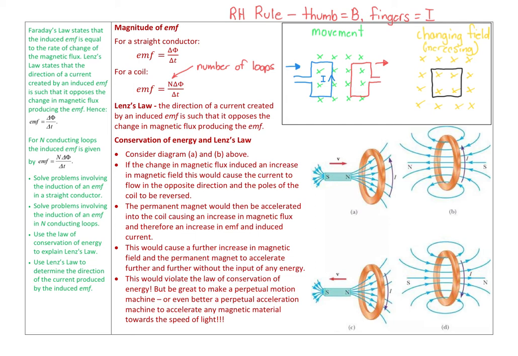Now if we go over to the case in red, here we are leaving the field, so we get a decreasing magnetic flux.